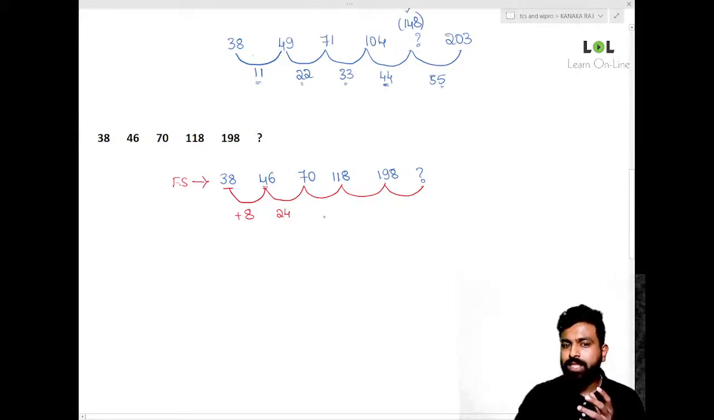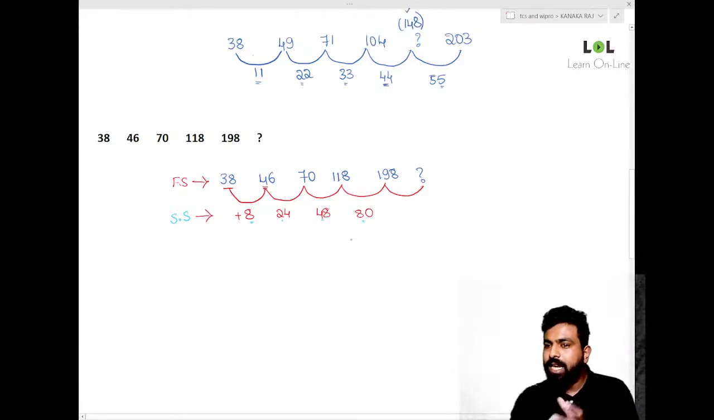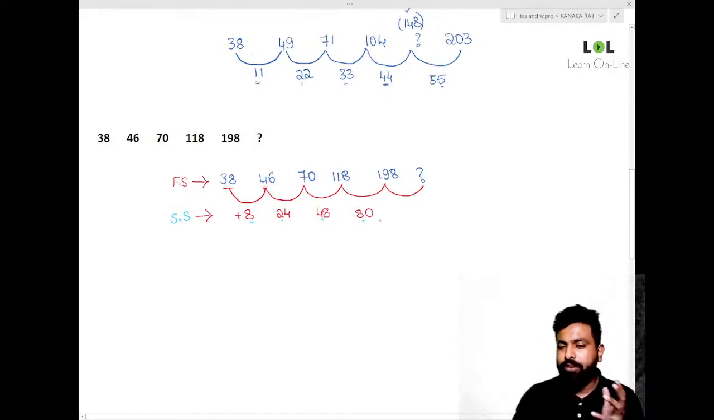70 and 118, what is the difference? 70 plus 40 gives you 110. Plus 8 gives you 118. 118 plus 80 gives you 198. You would have understood this. From this, am I getting any answer here? No, I'm not able to get any particular answer. So what I'll do here is I'll consider this as my second series. Now look at this second series. Is it a difference series or a multiple series? Are the numbers increasing gradually or drastically? The numbers are increasing slowly. It is gradual. So I can call this also a difference series.